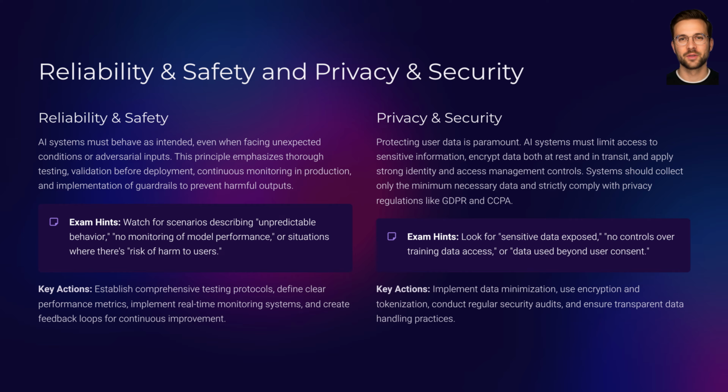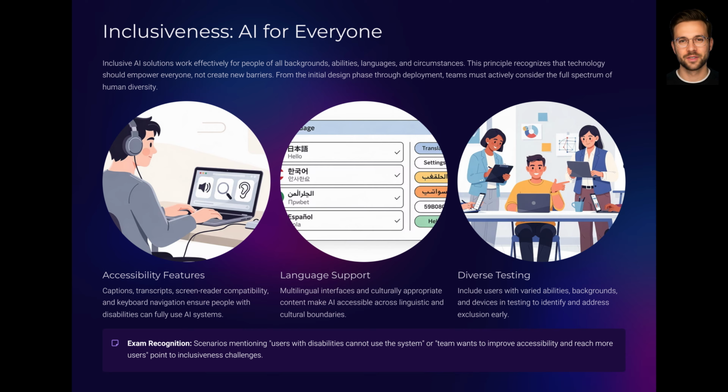Principle 4, Inclusiveness. Inclusiveness means that AI systems should empower as many people as possible, including users with different abilities, backgrounds, and needs. Examples: providing automatic captions or transcripts so deaf or hard-of-hearing users can follow videos. Designing interfaces that are usable with screen readers for blind or low-vision users. Supporting multiple languages to serve a global or diverse audience.